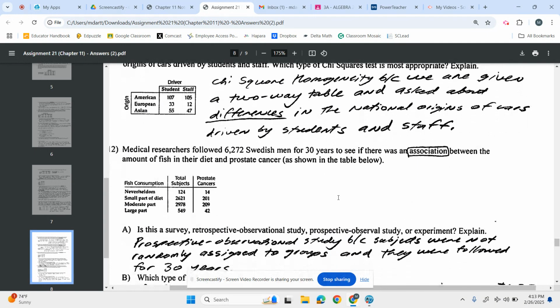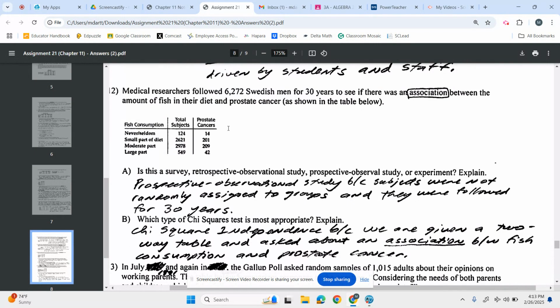Number 12. Again, you have a two-way table, and they're asking about an association. So down here on part B, where it says the type of chi-square test, we already know it's going to be independence because they're asking about an association, and you were given a two-way table. So what about part A?